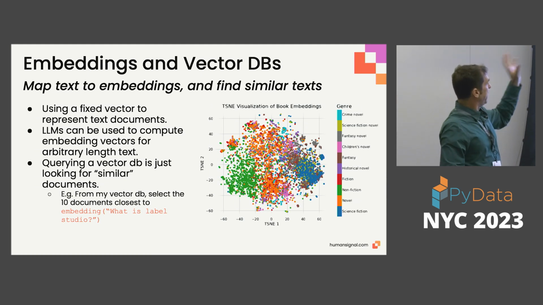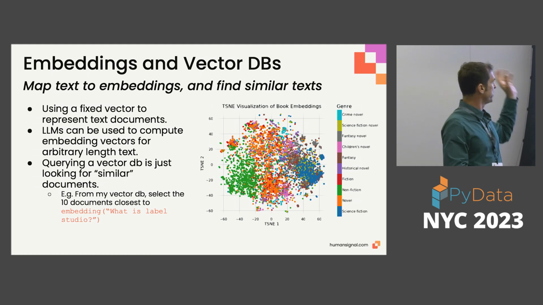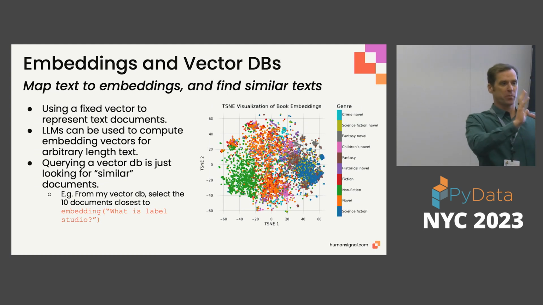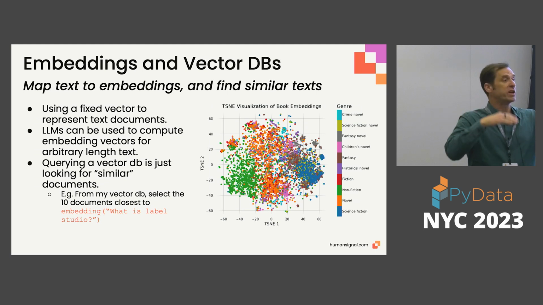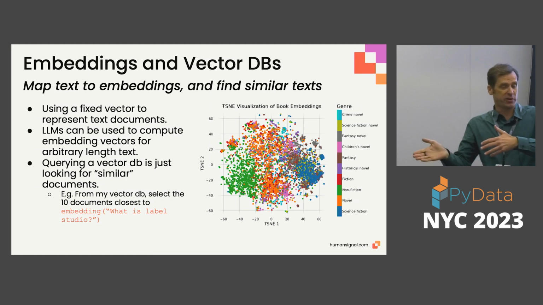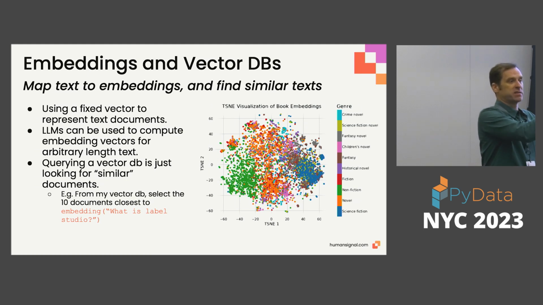So what we're going to do is take these embeddings, use fixed vectors to represent the text documents, use our LLMs to compute the embeddings, and then put them into a vector database, which maps the text that we have to the embedding vectors. Then we can do queries against this. When we ask a question, we create an embedding out of it, then go to the vector database and ask for all of the text that closely matches the question that we ask.